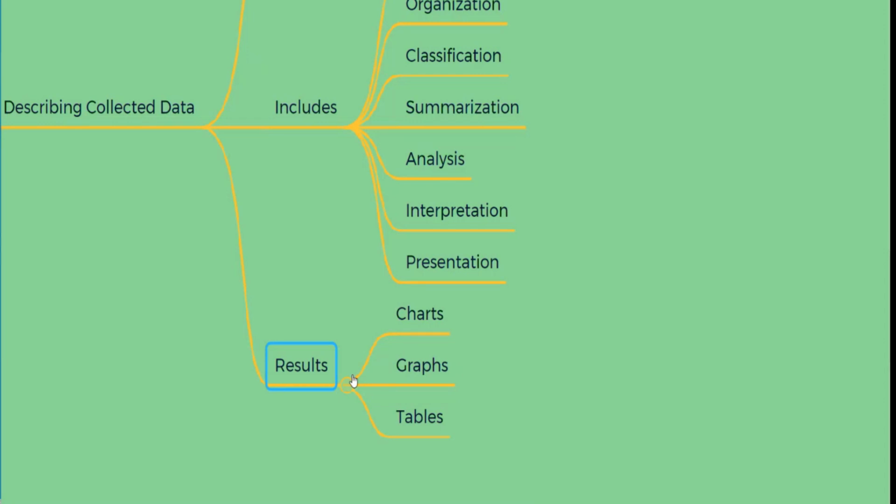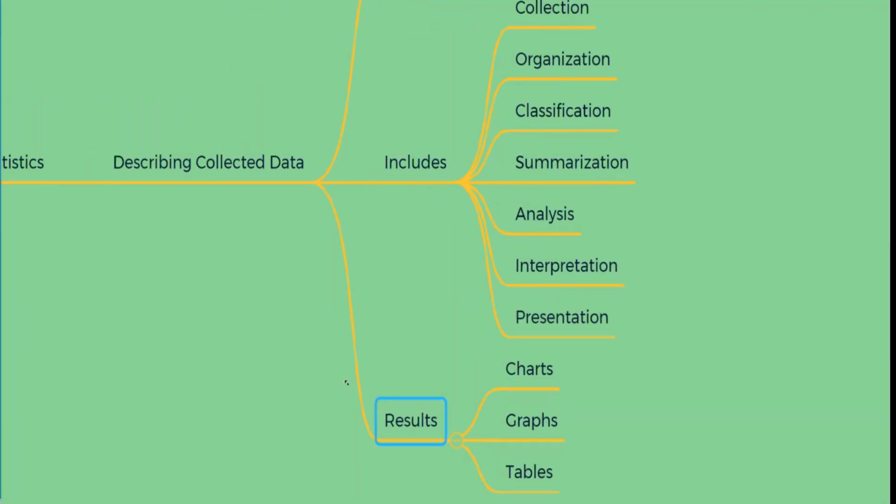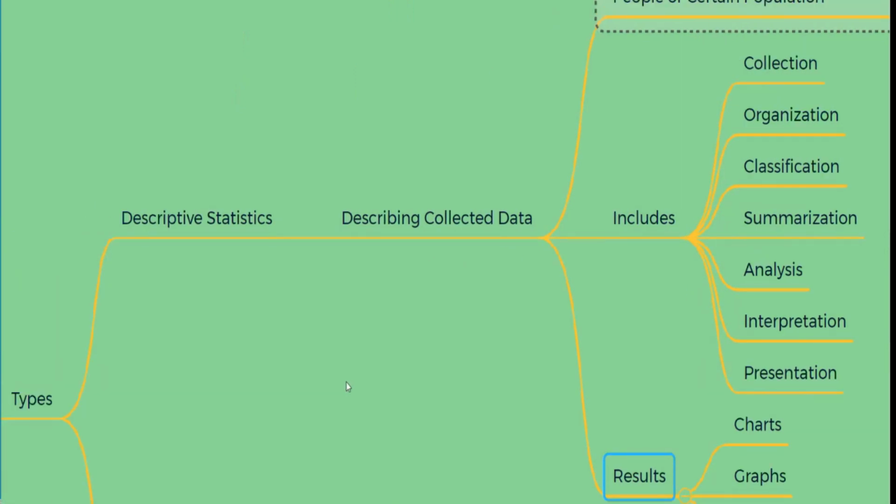And the output we are getting from this data will be in the form of either a chart, or we can create it as a graph, or we can use a table to represent the data which we have collected. So all this comes under descriptive statistics.